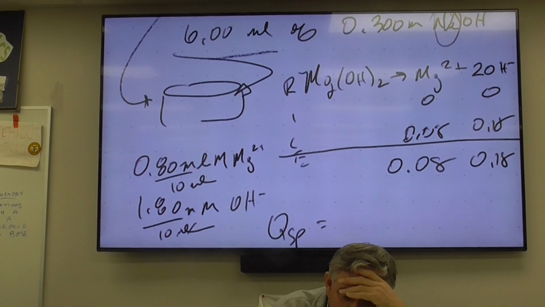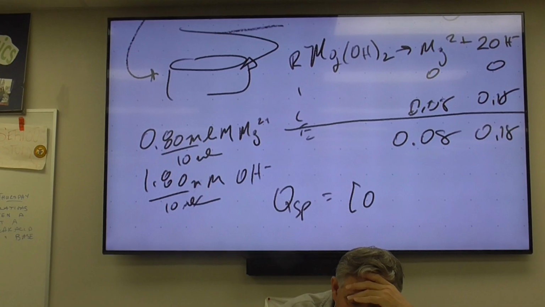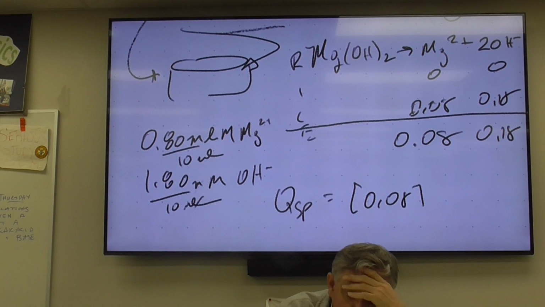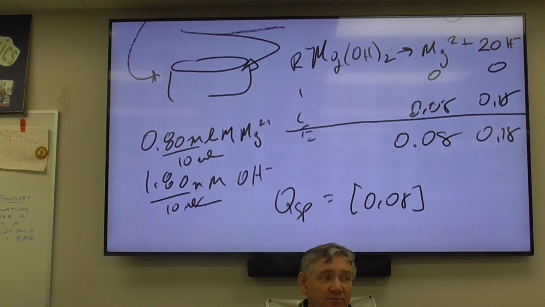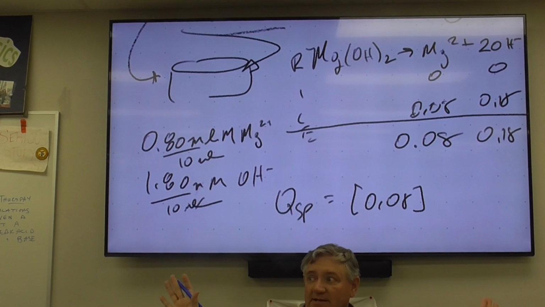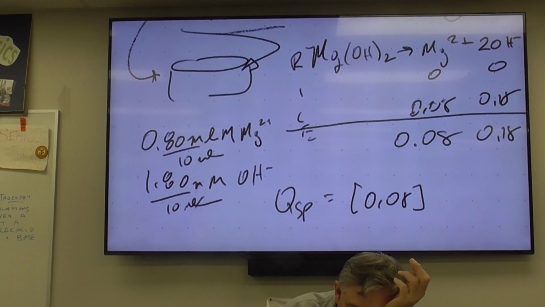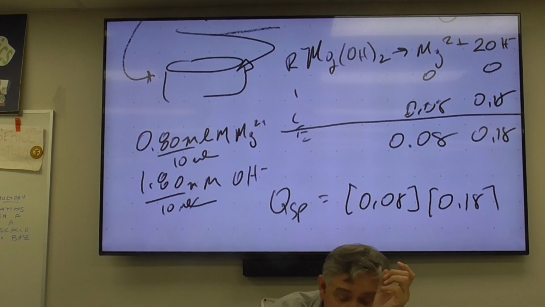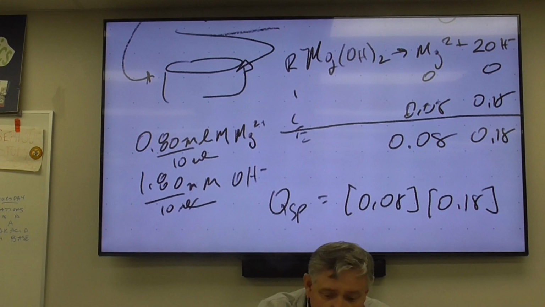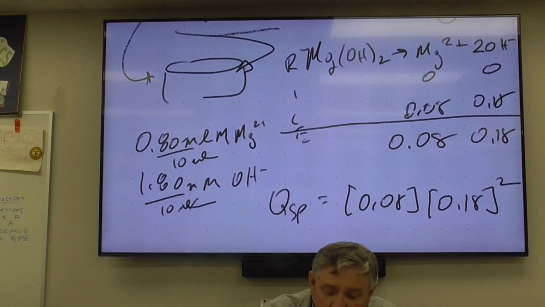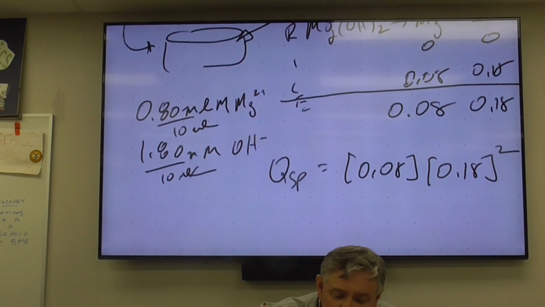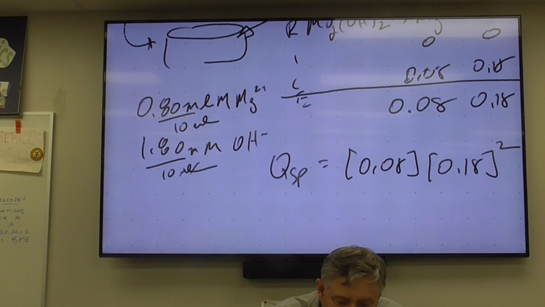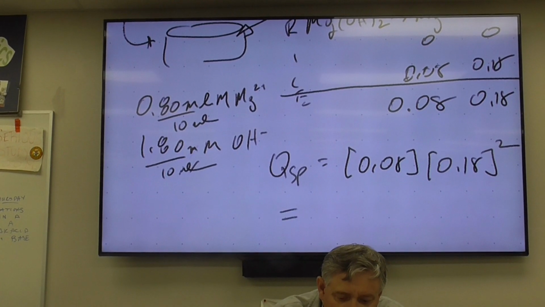So that's going to be my magnesium ion concentration, which is going to be 0.08. Do I have to square or cube or anything with that? No, because it's just straight magnesium. My hydroxide ion concentration is going to be 0.18, but that's got to get squared. So somebody take 0.18 squared times 0.08. What are we getting?